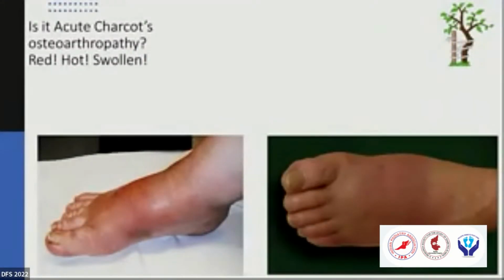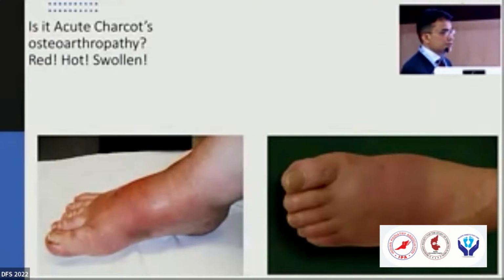Now, the first question is, if a patient presents to you with a red hot swollen lower limb, the first question that strikes your mind is: is it diabetic Charcot? Is it cellulitis? Is it osteomyelitis? Is it DVT? Is it SFLS? Is it an acute attack of gout? So you've got a lot of differential diagnoses coming to your mind.